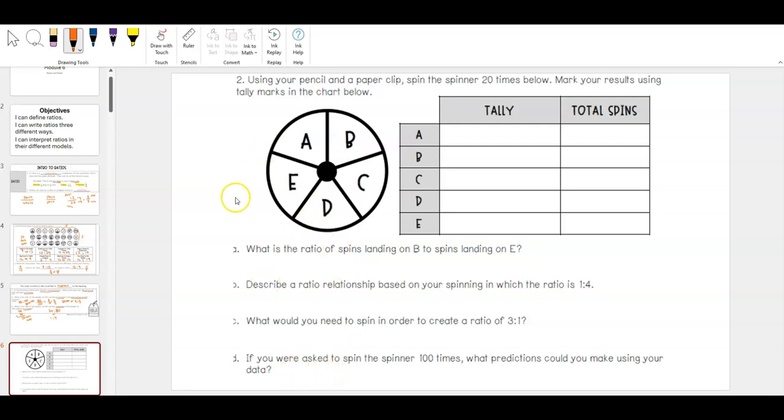So I'm going to pause and do it myself, fill in my table. And then when I come back, I'll give you an example of what to do. If you want to do it yourself, you're welcome to.